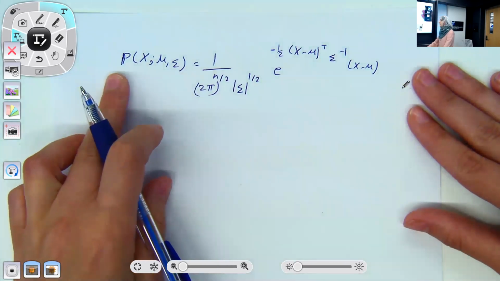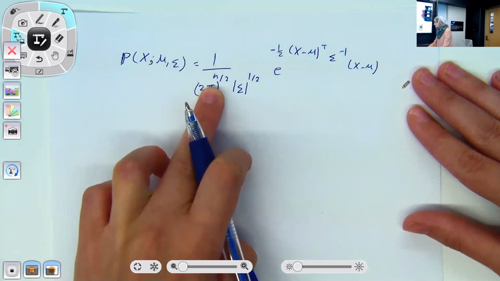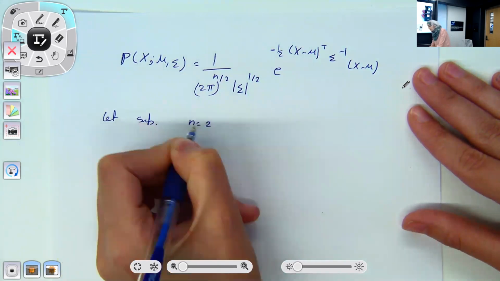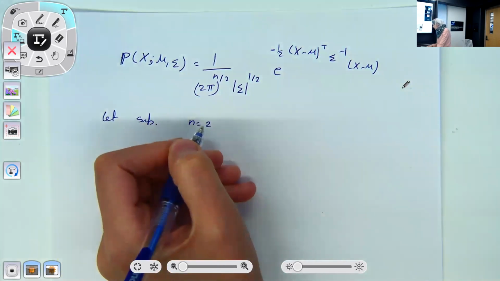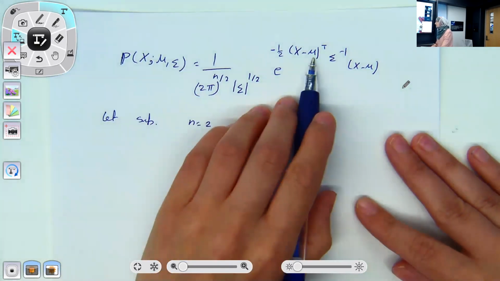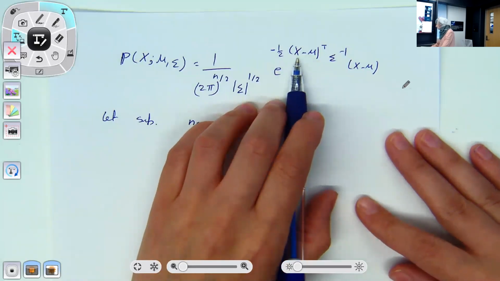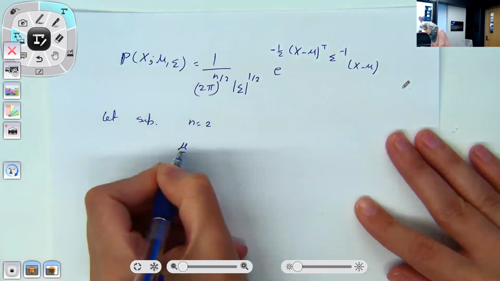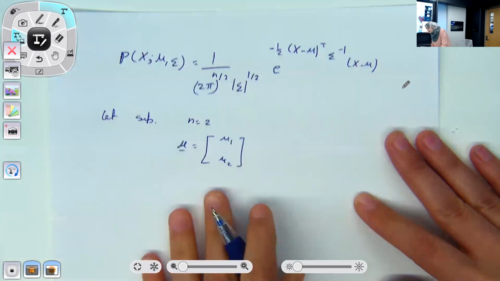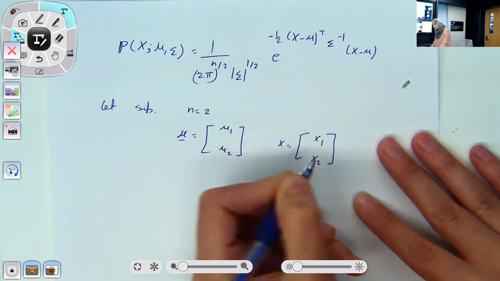We need to find the bivariate from the multivariate, so we need to substitute n equal 2. Let's substitute n equal 2 and see what happens. Because we talk about n equal 2, we just have mu1 and mu2, and in x, we just have x1 and x2. So the vector mu equals mu1 and mu2, and the value of x equals x1 and x2.